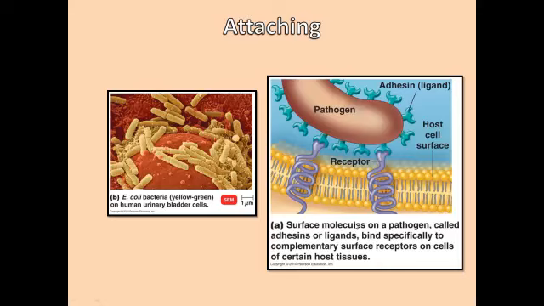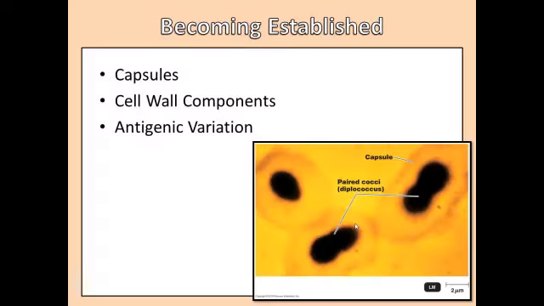Now, the target cell doesn't make the receptor for the pathogen to grab a hold of. The receptor is doing some other job for the cell, and the pathogen takes over for its own evil purposes. Once it is attached, the pathogen next needs to become established. To do this, the pathogen needs to evade the immune system while boosting its numbers. These first two refer back to Chapter 3.